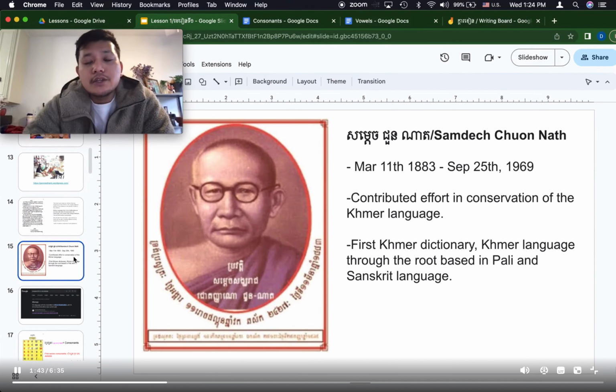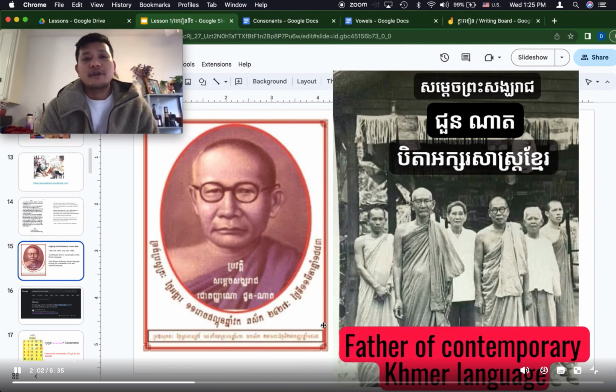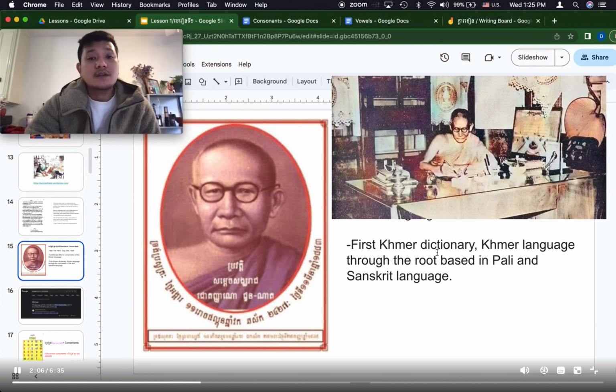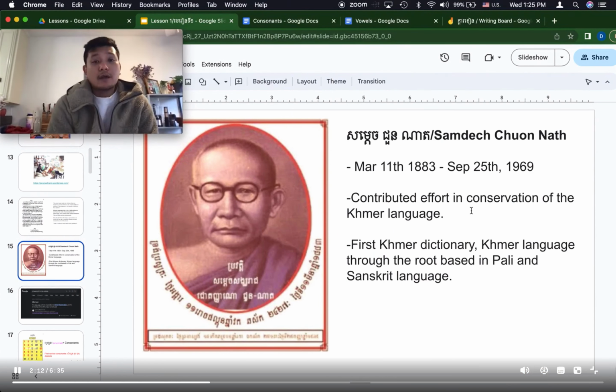A person that you should be familiar with when it comes to studying the Khmer language is Samdech Chunat. Samdech Chunat was born in 1883 and passed away in 1969. And he is known as the father of contemporary Khmer language. During his lifetime, him and a bunch of his colleagues and other Khmer people contributed a lot of effort in the conservation of the Khmer language.